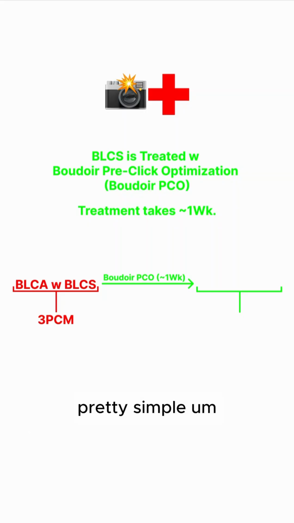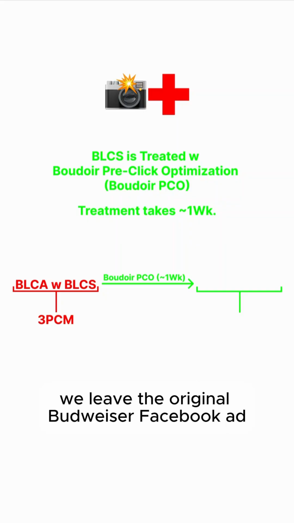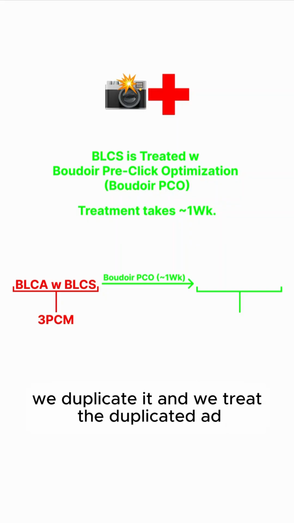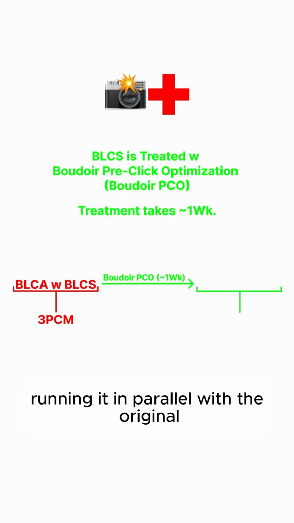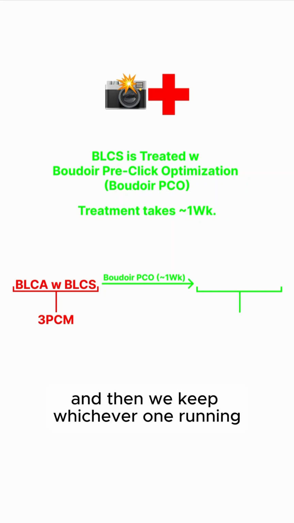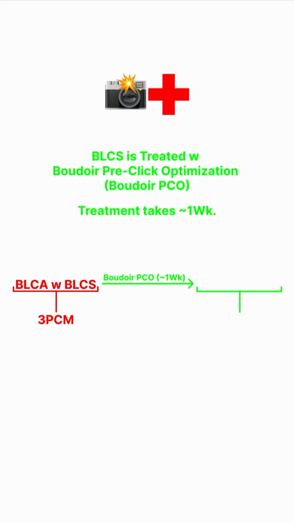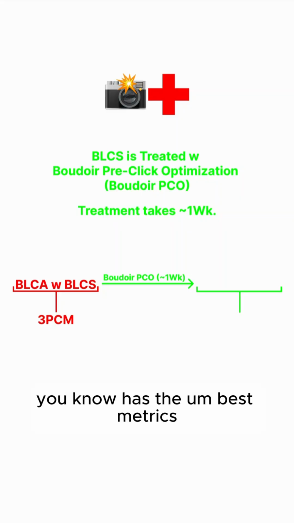Pretty simple. We leave the original Boudoir Facebook ad, we duplicate it, and we treat the duplicated ad, running it in parallel with the original. And then we keep whichever one has the best metrics.